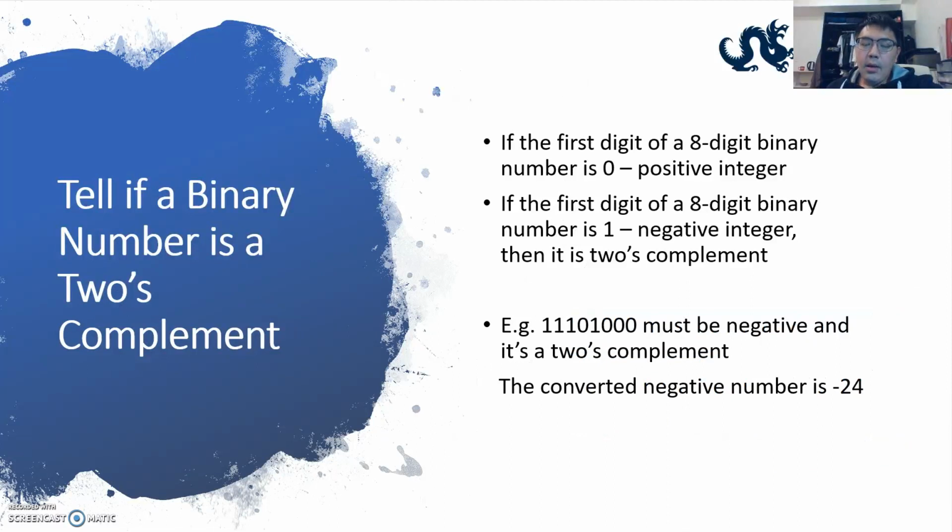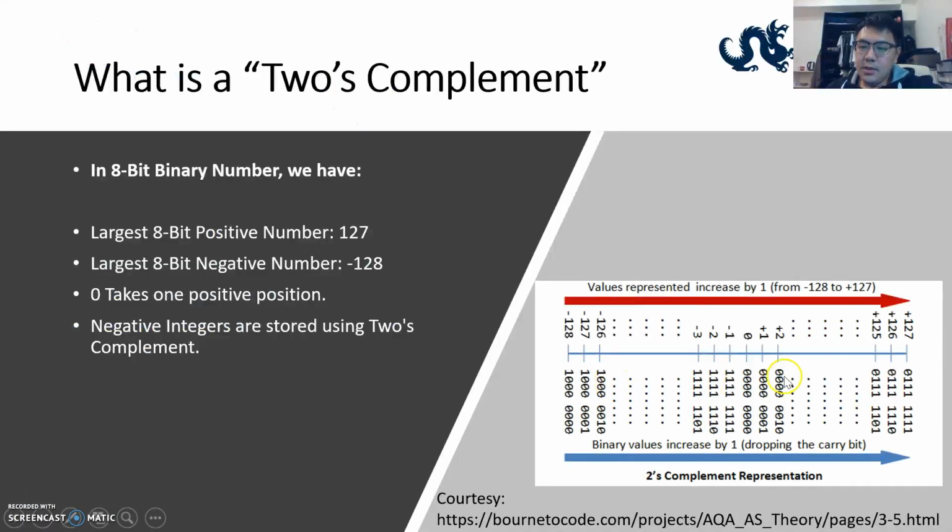So how can we tell if a binary number is a 2's complement? Let me go back to this chart over here. We can find some features of these negative forms and the positive forms. If this binary number represents a negative integer, it will start with ones. And if it represents a positive integer, it will start with zeros.